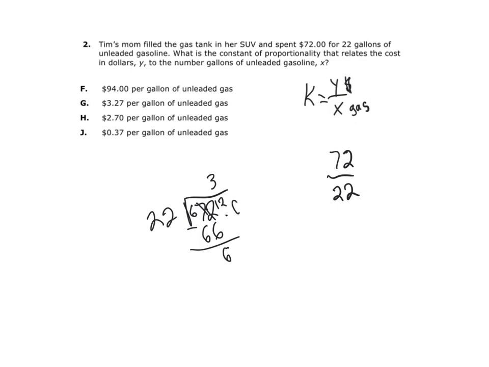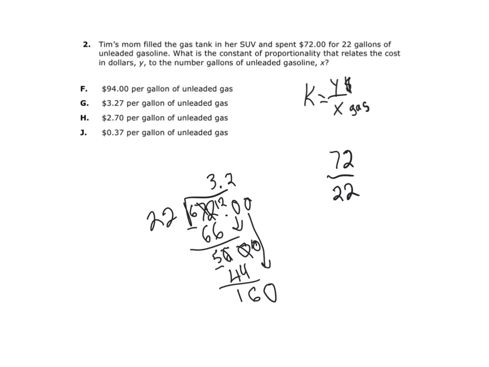We have to add a 0 and a decimal. Bring our 0 straight down. 22 goes into 60 twice, and that's 44. We subtract, need to borrow. 10 minus 4 is 6. 5 minus 4 is 1. We have to add another 0, bring it down.